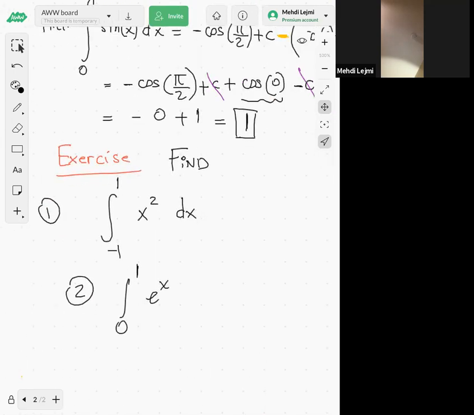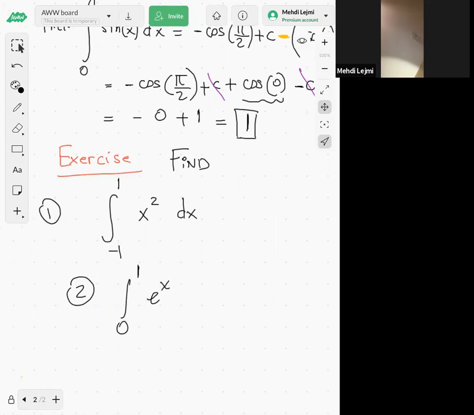So please try to find this definite integral of x squared between negative 1 and positive 1. Right, and then this definite integral of the exponential of x plus, let's say minus 2 here, dx. All right, so I'm going to give you 5 minutes, guys, to think about this exercise.